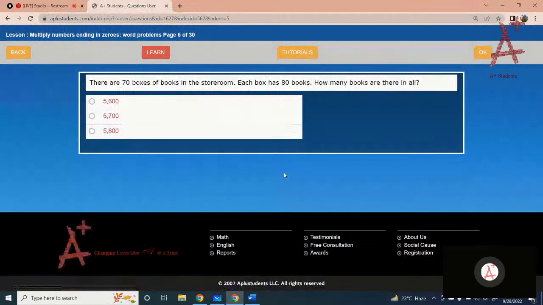Okay, the next one is there are 70 boxes of books in the storeroom. Each box has 80 books. How many books are there in all? So you have to do 70 times 80. Do you know the answer, which is the correct one? Yes, it's the first option. You have to do 7 times 8. 7 times 8 is 56, and then you have to add two zeros. So it is 5600. Got it?